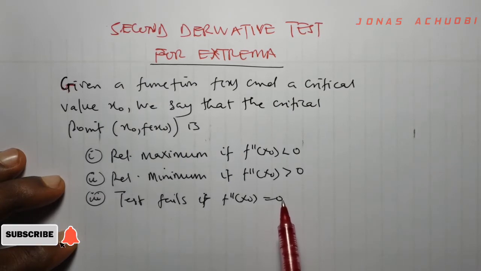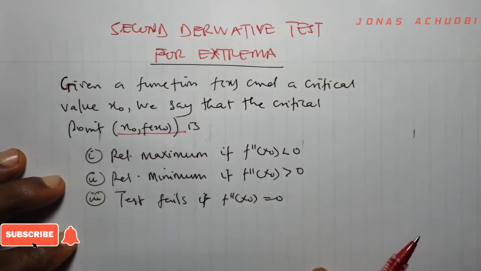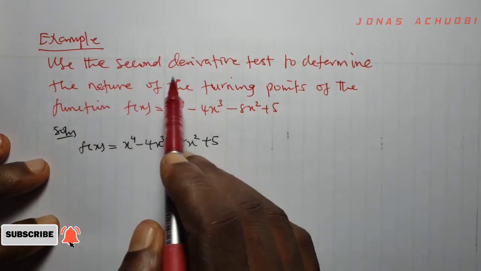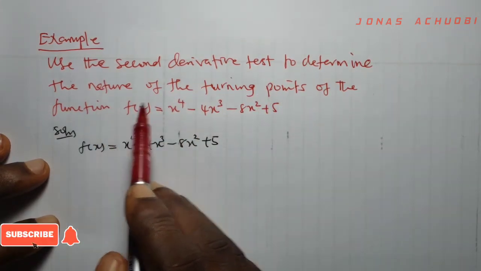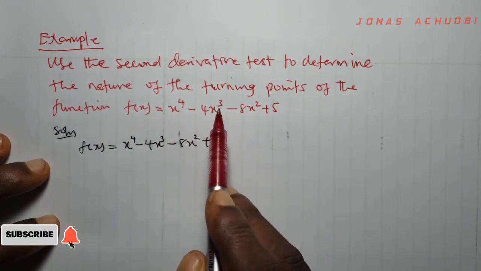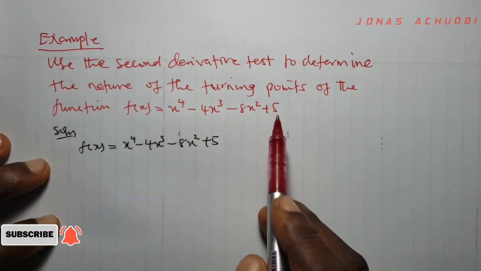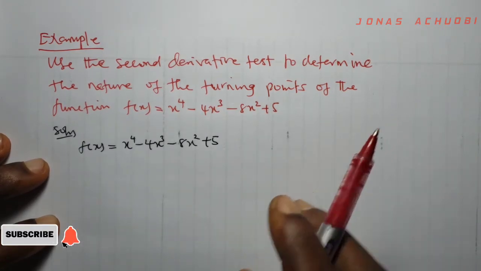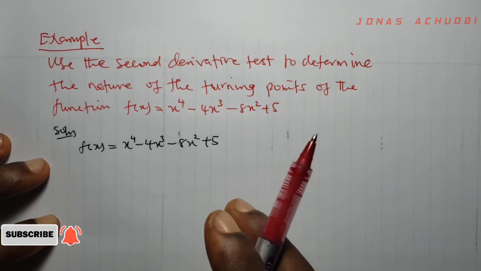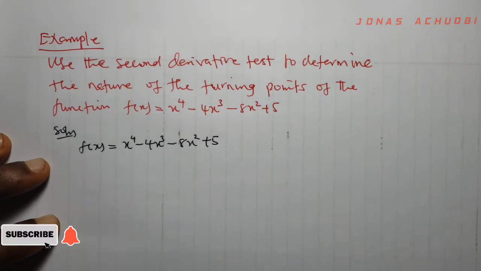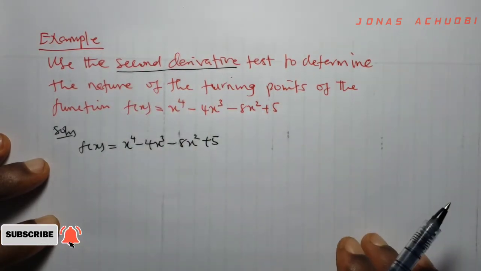And in this case, we can now use other tests to check what happens at the critical point x0, f of x0. We'll now take an example to illustrate the process. Example: use the second derivative test to determine the nature of the turning points of the function f of x equals x to the power 4 minus 4x cubed minus 8x squared plus 5. And here, turning points simply means critical points as well. So we are asked to check the nature of the critical points of the function, but this time using the second derivative test.